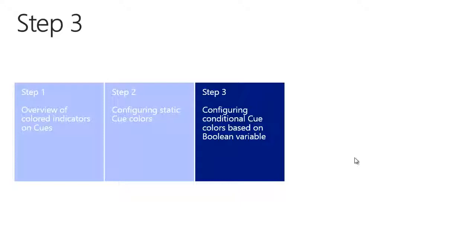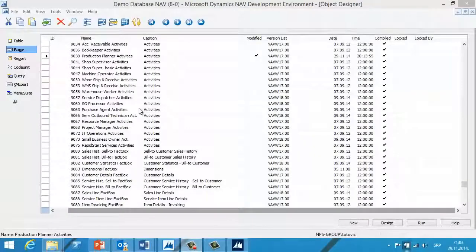Now, in my next step, I want to show you how you can configure conditional queue colors based on a boolean variable. When we use a boolean variable, we can only configure one color condition for the queue. When the Style Expr property is set to a variable that has a boolean data type and the variable is true, then the indicator uses the color that is specified by the Style property value. In my example, I want to set green color if we have less than 10 purchase orders.